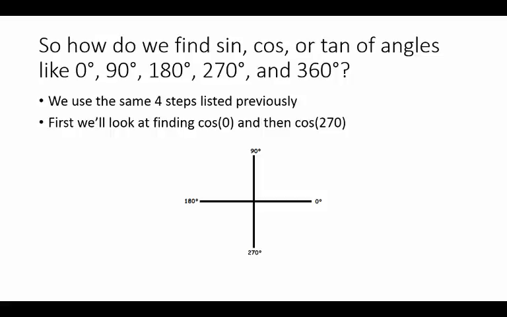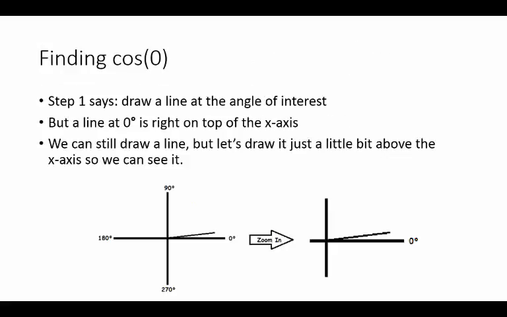For this example, we will use the cosine of 0 and cosine of 270. So let's look at cosine of 0 first. First, we'll draw our line. Now this is a little difficult to do because our line will lie exactly on the positive x-axis. But we'll draw our line a little bit above the x-axis so that we can actually see it. But in reality, this line is exactly on the x-axis.